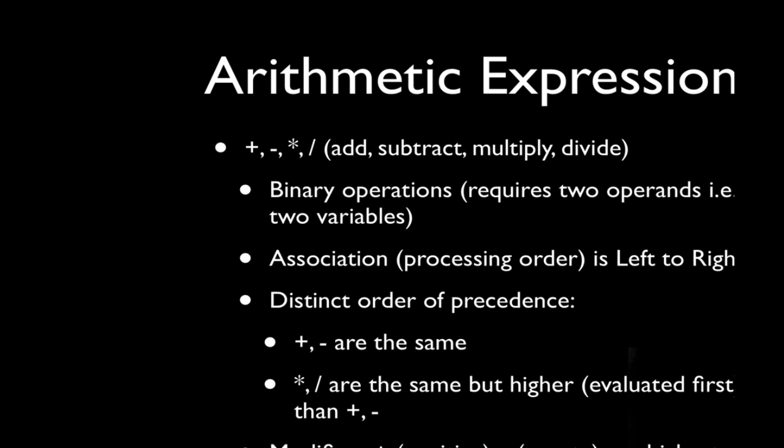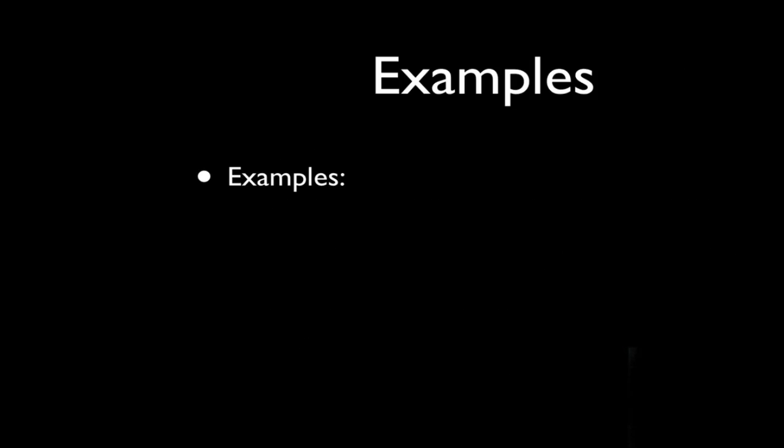And finally, we also have modifiers. We have a plus for positive or a minus for negation. And these are highest precedence. So these will actually get evaluated before those binary plus, minus, multiplication, or division.